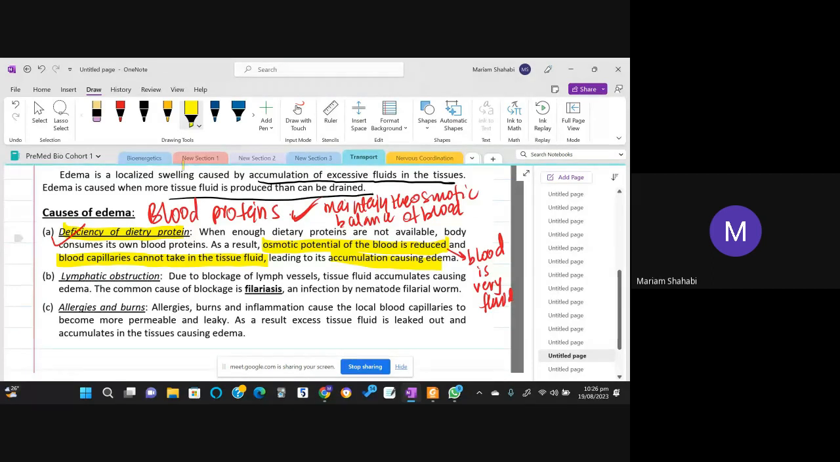अब उसी का एक रीजन तो ये हो गया deficiency of dietary protein. Now it happens in conditions of malnutrition when you're not eating enough. जिन लोगों के पास enough खाना नहीं है, प्रोटीन नहीं है खाने के लिए, तो edema उनमें नजर आता है.